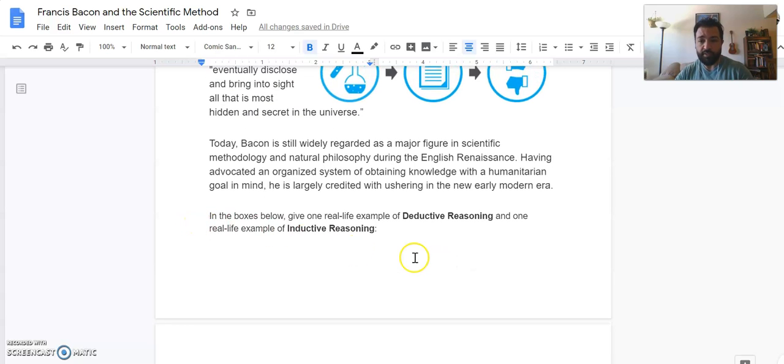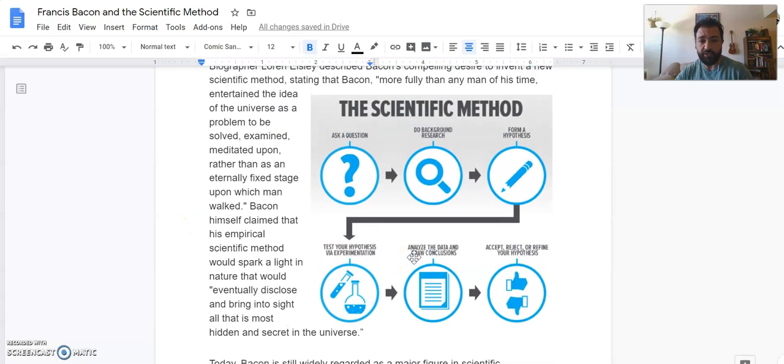All right, so I'll read this section next. I just wanted to make sure you guys get a look at this graphic here. So the scientific method works like this. You ask a question, then you do background research, then you form a hypothesis, and then you test your hypothesis via experimentation. You analyze the data and draw conclusions, and then you accept, reject, or refine your hypothesis.